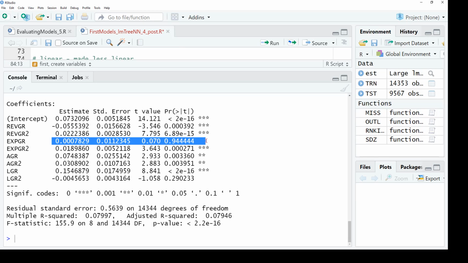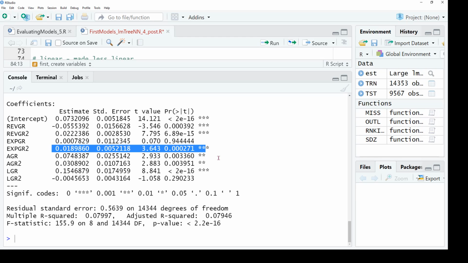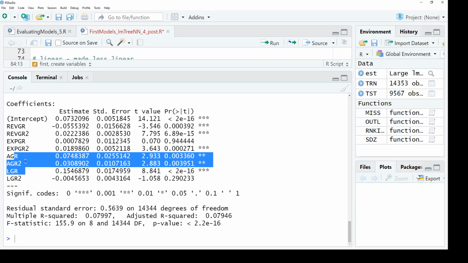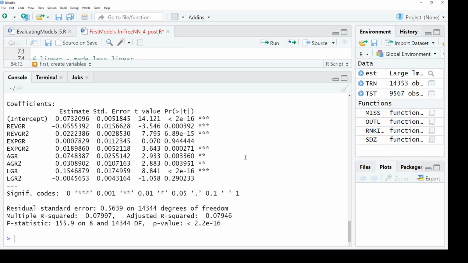Expense growth is still not significant, but the squared term is significant. So apparently there is some nonlinear relation between expense growth in T and future revenues or future revenue growth. Both the asset growth ones still are important, and they're both positive, so it's a positive slope, but then positive and increasing. And then liability growth, only the linear effect matters, the nonlinear part does not.